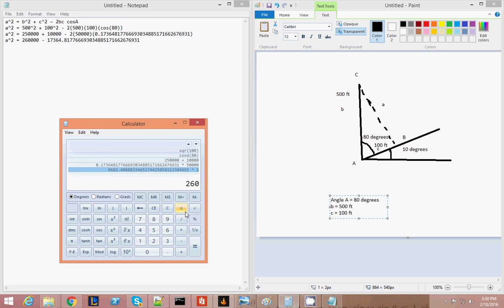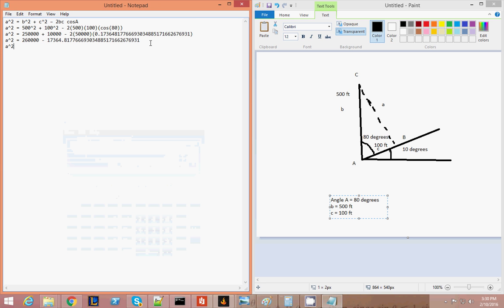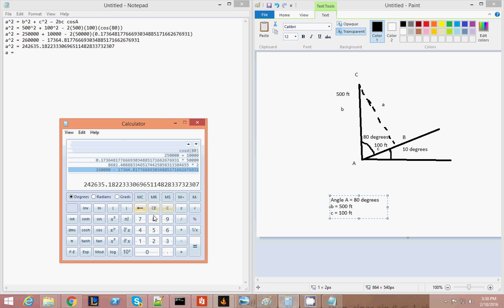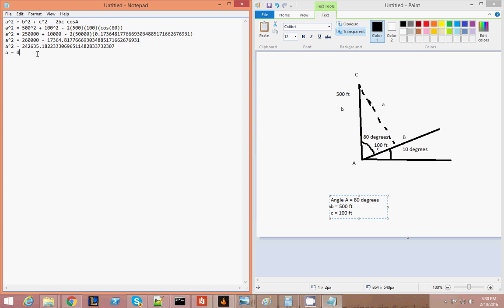But since we're looking just for A, we need to take the square root of both sides. So A is going to equal the square root of this number, which will be 492.5 feet. And that's how long the wire has to be. So we'll say this is 492.58 feet to get at least 100 feet.